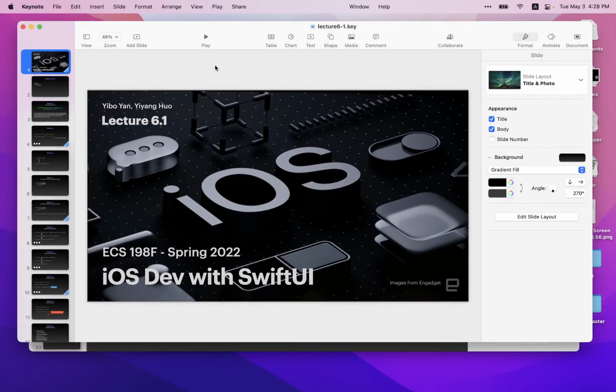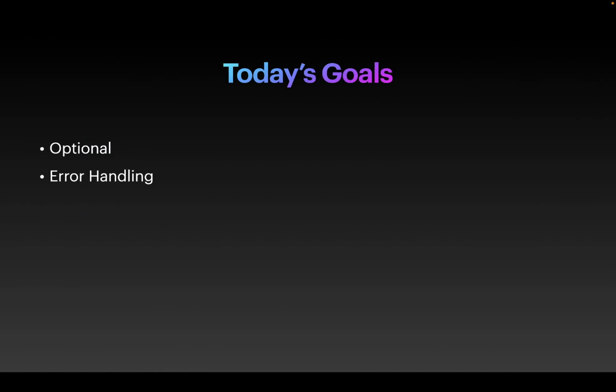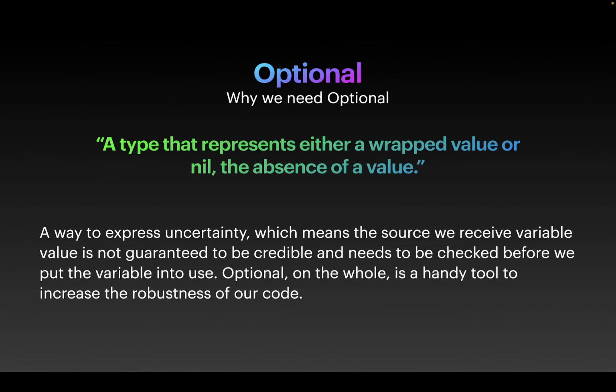Now, let's go back to today's topic. Today we're going to talk about optionals and error handling. First, let me throw out some concepts. It can be a little bit confusing right now, but it's okay. There's something called optional, and we need to understand where we need it. Optional has an official definition in Apple's documentation. It says a type that represents either a wrapped value or nil, the absence of a value. Anyway, let's go to the next one.